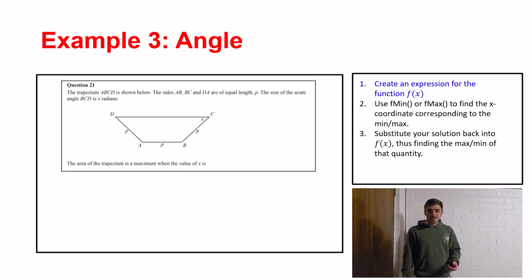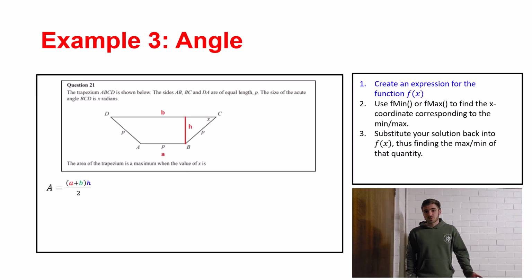This is a trapezium, hence the area equation is going to be a plus b over 2 multiplied by h, as depicted in the diagram. A is pretty obviously just p, they're labelled in the exact same spot.